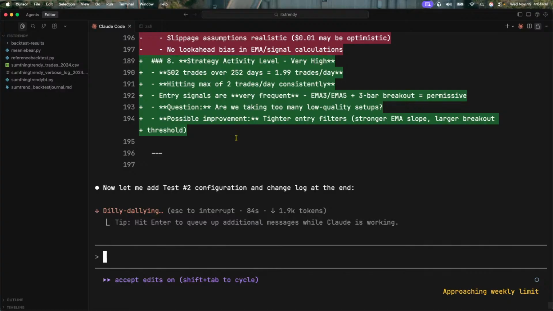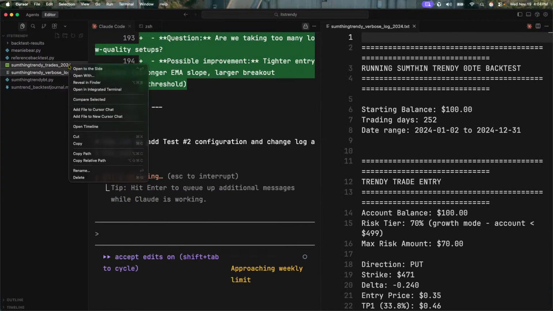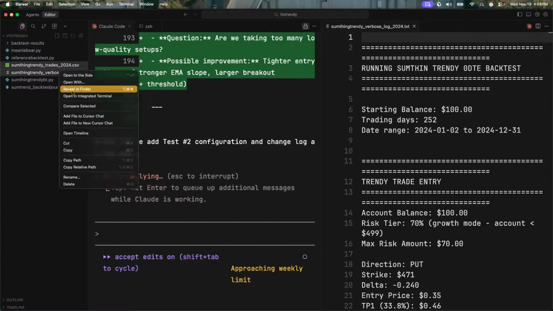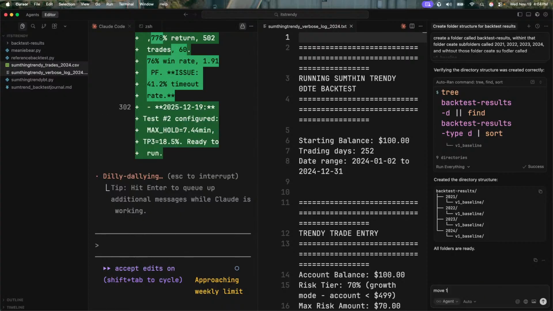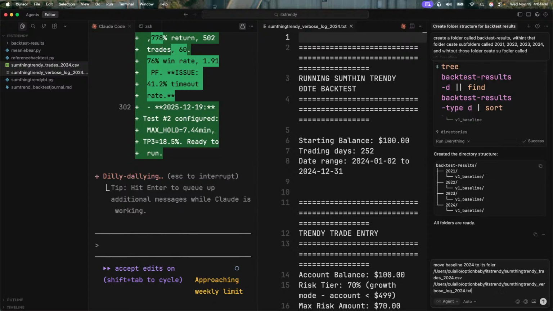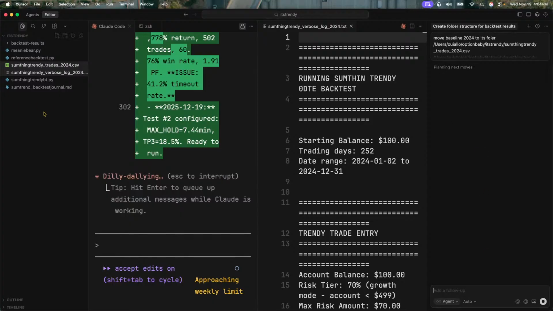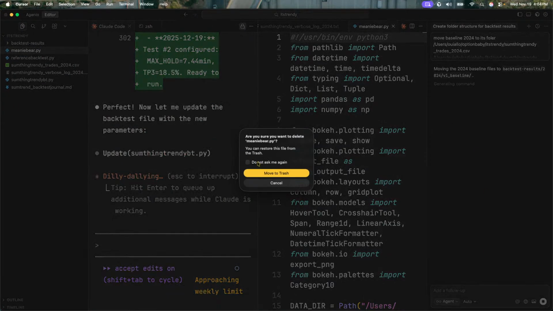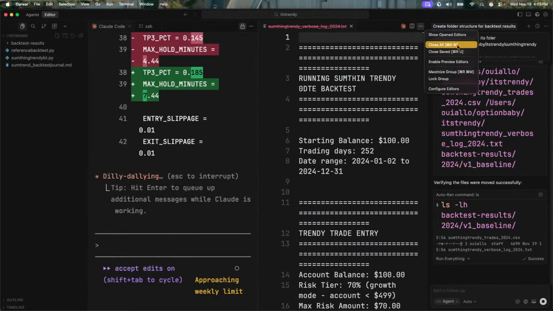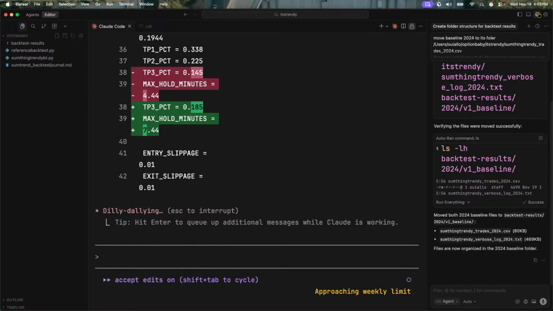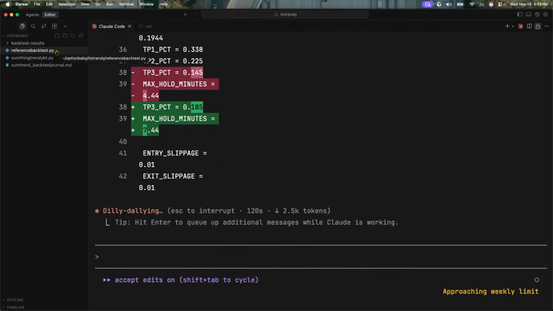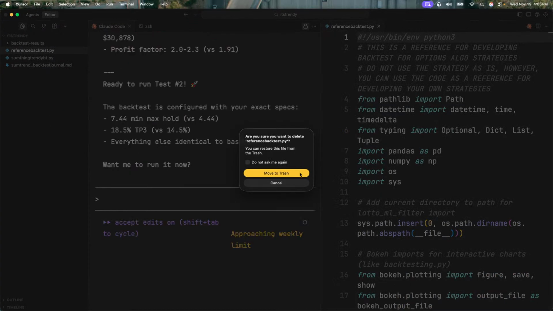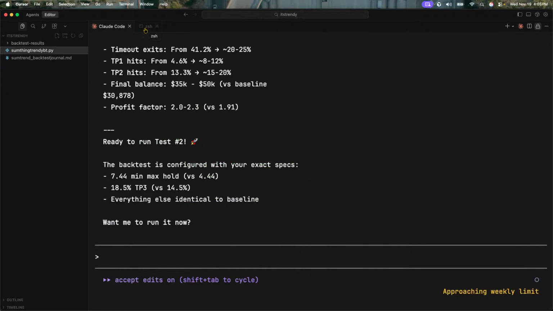All right, now let me update. I gotta get filed. We gotta get organized real quick. Move baseline 2024 to its folder. And then I can remove you because I don't need you there anymore. You've already served your purpose. I appreciate you. You're in your folder. Thank you for being so awesome. You're right there, reference backtest. Thank you. And now we have a clean folder.